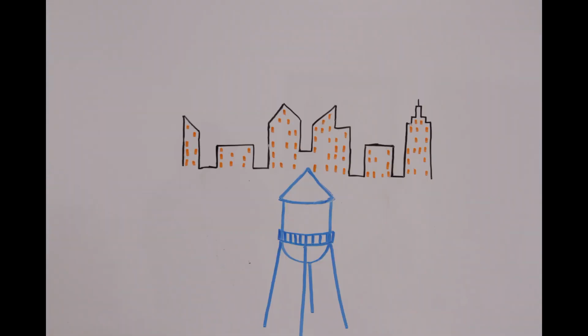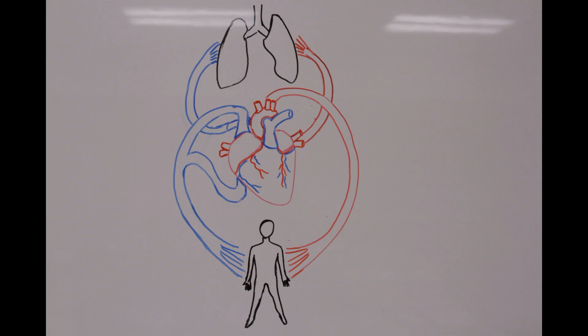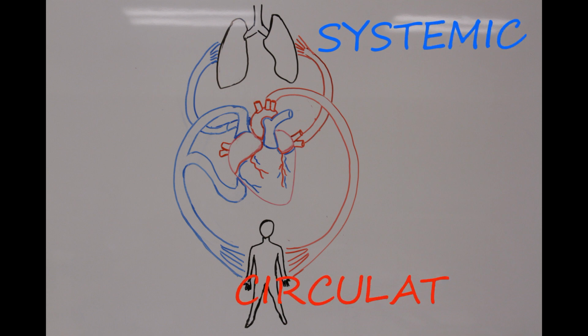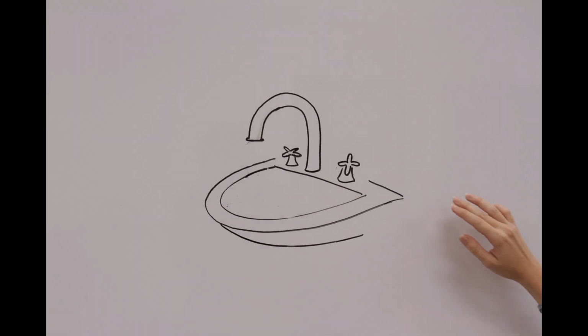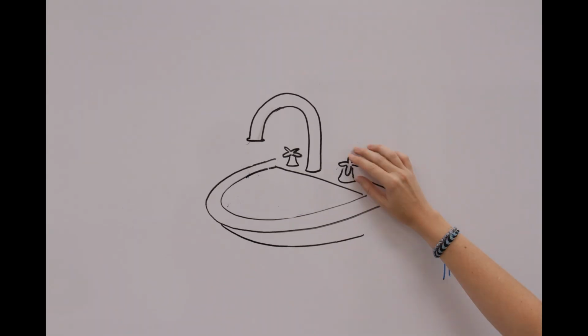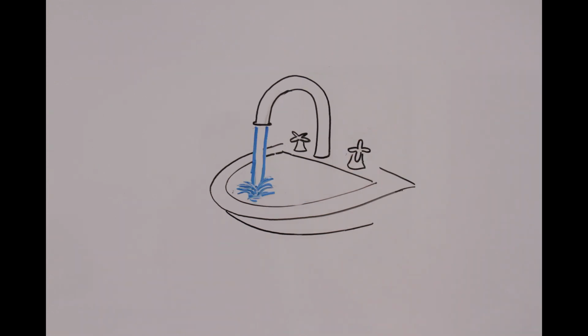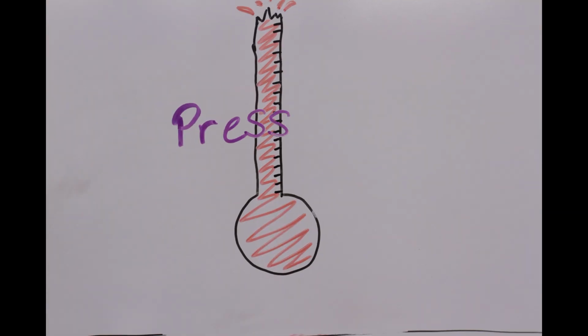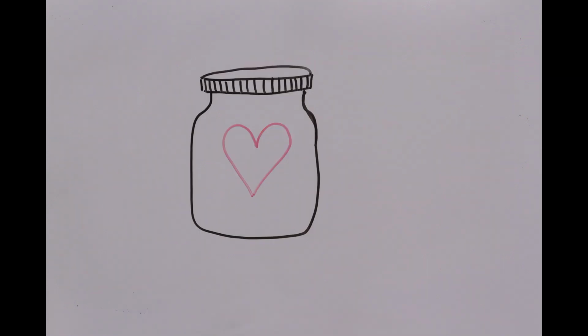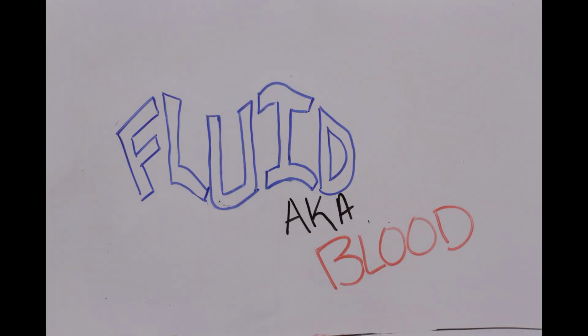The water tower system is known as modern plumbing. The body's method is called the systemic circulation system. Modern plumbing, like our hearts, is a circulation system with a pump that depends on pressure. To maintain that pressure, it requires three elements to function: a container, fluid, and of course the pump.